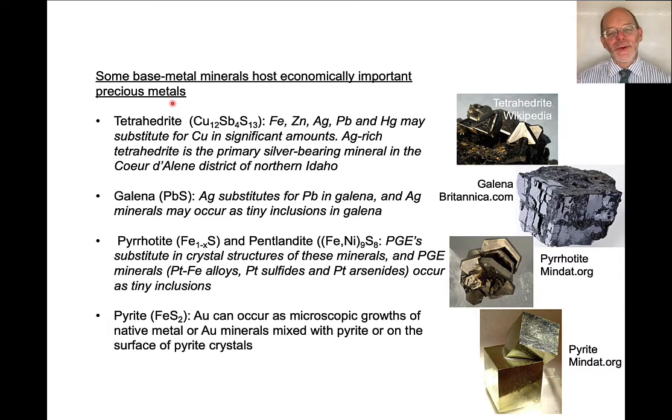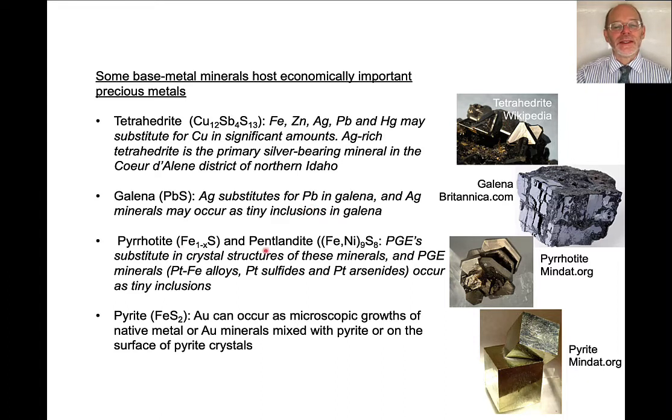And I know there are silver and gold and platinum minerals that can occur macroscopically, but in fact, most of these metals are mined from other minerals. So for example, tetrahedrite, which is a copper antimony sulfide, there can be several elements that substitute for copper, and in fact, silver-rich tetrahedrite is the primary silver-bearing mineral in northern Idaho. In galena, the same kind of thing can happen. Silver can substitute for lead, although silver minerals can also occur as tiny inclusions in the galena.